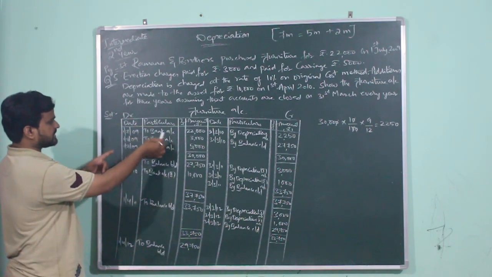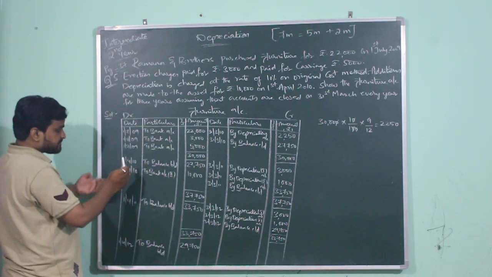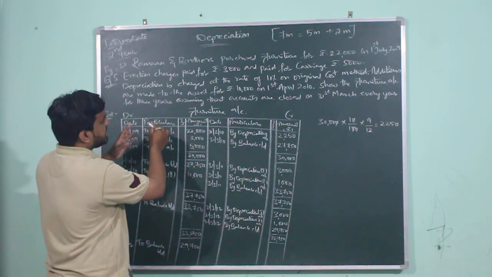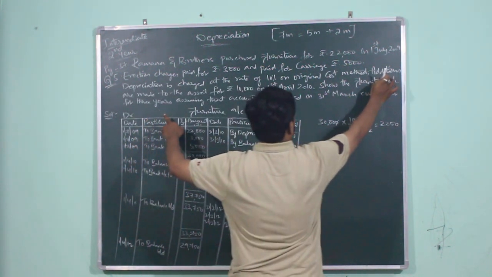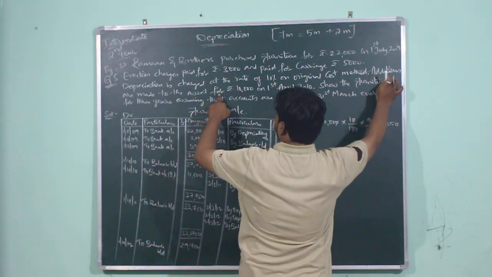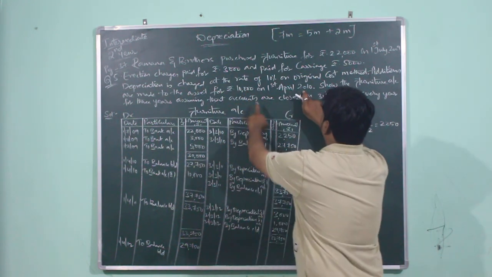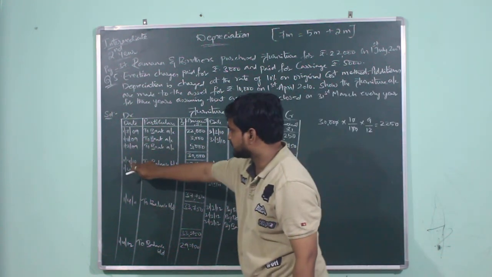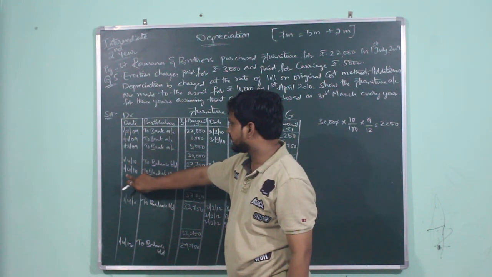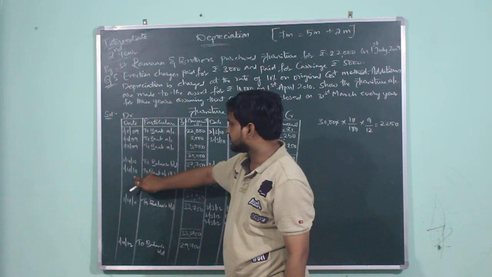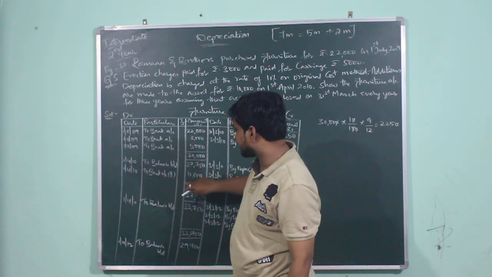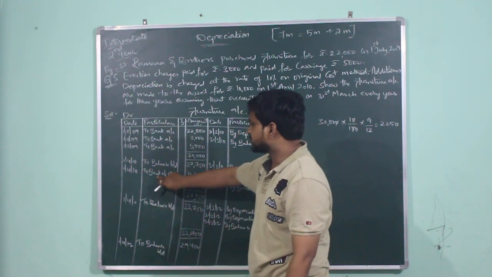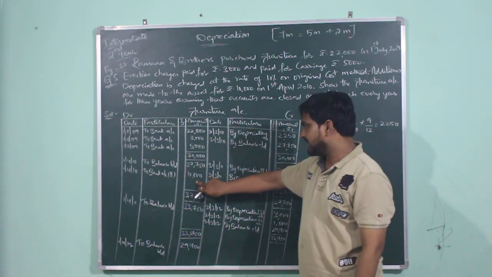That means during the first year when the furniture was purchased. Now in the question it is also given that additions are made to the asset for rupees 10,000 on 1st April 2010. So as we have reached 1st April 2010, additions are made to the furniture again. On 1st April 2010, again we are making additions to the furniture for rupees 10,000. So it will be recorded as to bank account, second furniture 10,000.